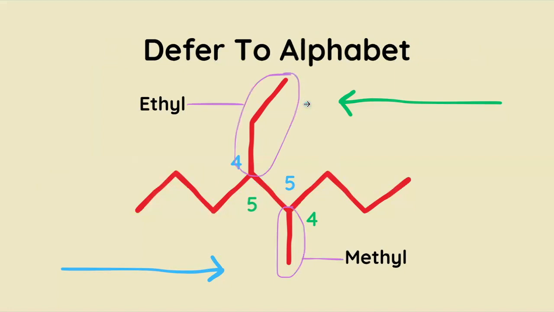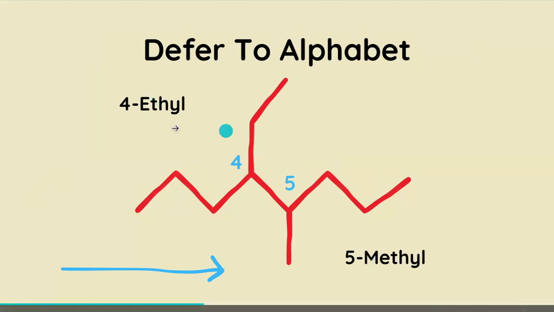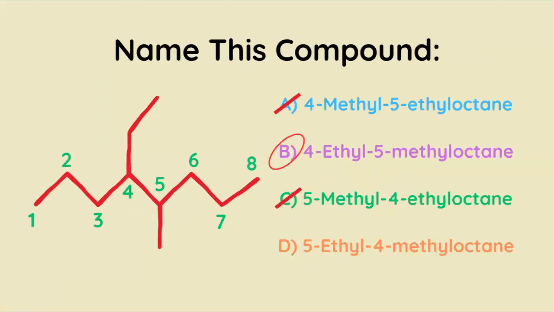So because of this numerical symmetry, we will defer to alphabetical order again, this time to determine which functional group gets which number. And again, because ethyl comes before methyl in the alphabet, E comes before M, ethyl is going to have the smaller of the two numbers. So it's going to be 4-ethyl, 5-methyl. Therefore, our final correct answer is 4-ethyl-5-methyloctane.